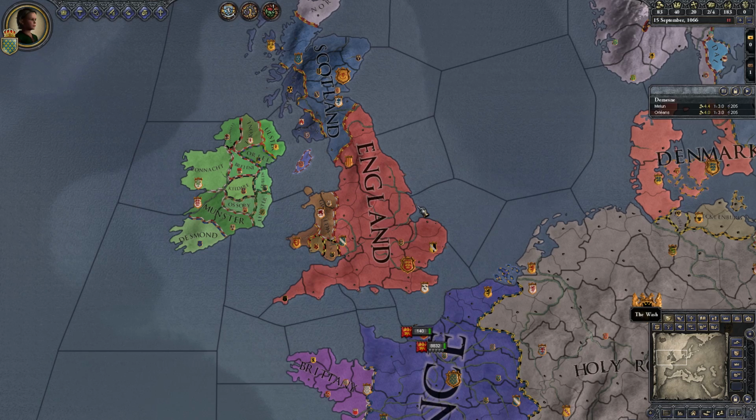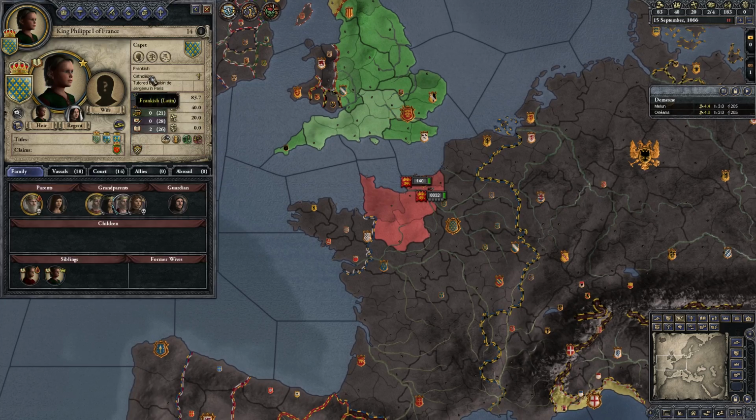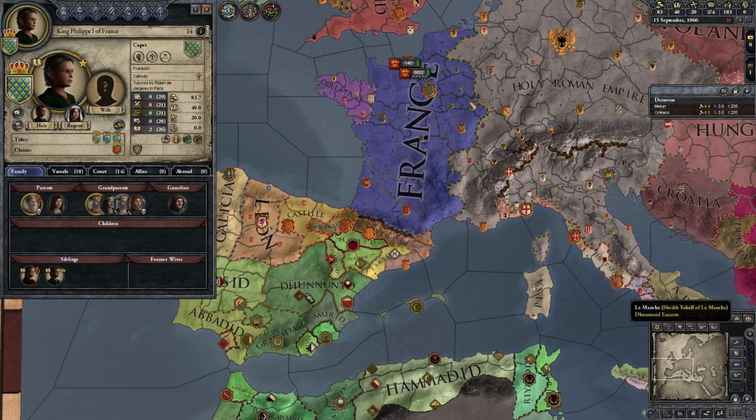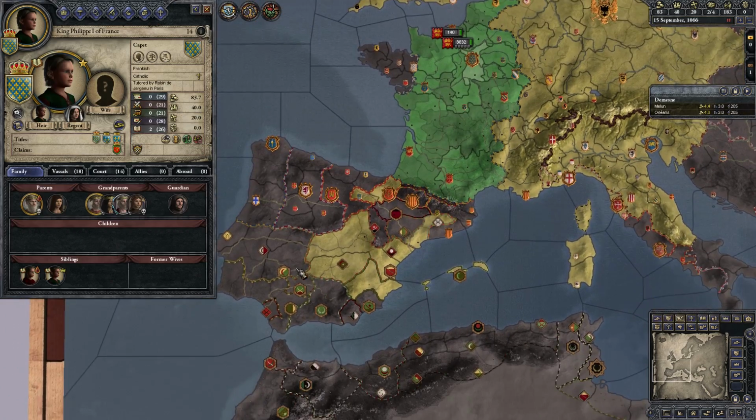For instance, let's talk about holy wars. Holy wars can always be done if you have two different religious groups. So for instance, the Catholics versus the Sunni. But in a recent patch, they did make it so you've got to be within a certain distance of them.